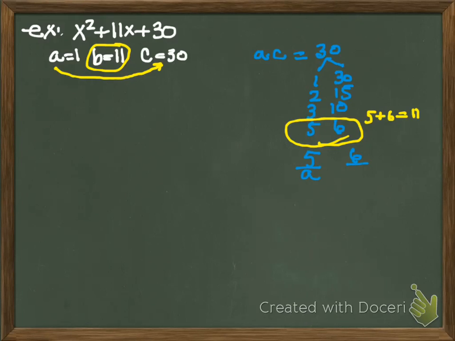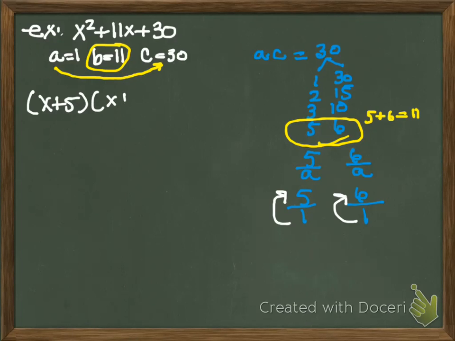Now that we figured out which factors to use, we will write our factors over the leading coefficient. In our example, the leading coefficient is 1. Thus, we have 5 over 1 and 6 over 1. Now we're ready to write our two binomials. We will start from the bottom up. Thus, our two binomials are x plus 5 times x plus 6.